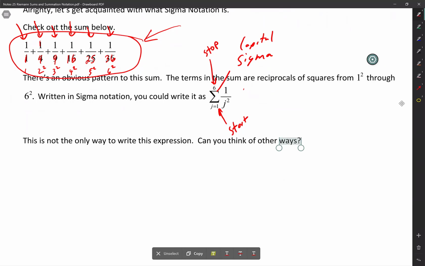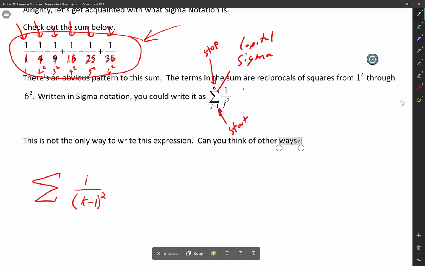Let me see if I can draw it perfect. Sum. And I'm going to write 1 over, and I'm going to put parentheses. It doesn't have to be j. It can be any letter. I'm going to write the letter k this time, and I'm going to write k minus 1 squared.